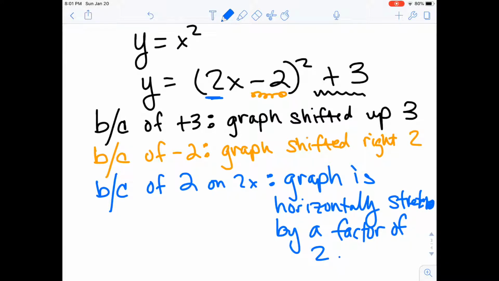Okay, so a lot of times they'll ask, you know, A, B, C, D, and they'll have a bunch of things listed, and you just have to find that. If you actually graph this, and if you graphed y equals x squared, and you graphed y equals 2x minus 2 squared plus 3, you would see all these things. It's shifted up 3, it's shifted to the right 2, and it's a horizontal stretch by a factor of 2.